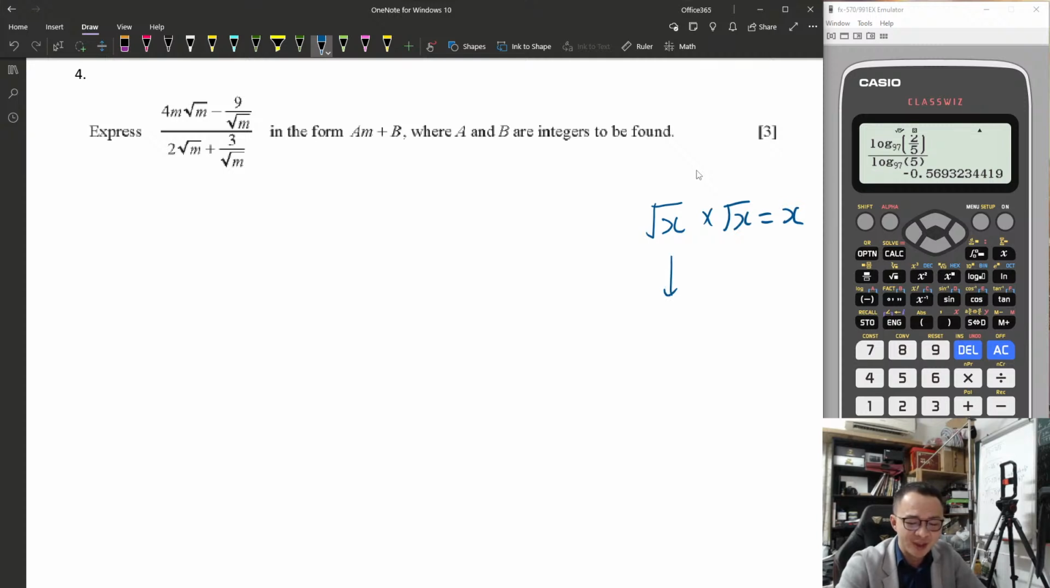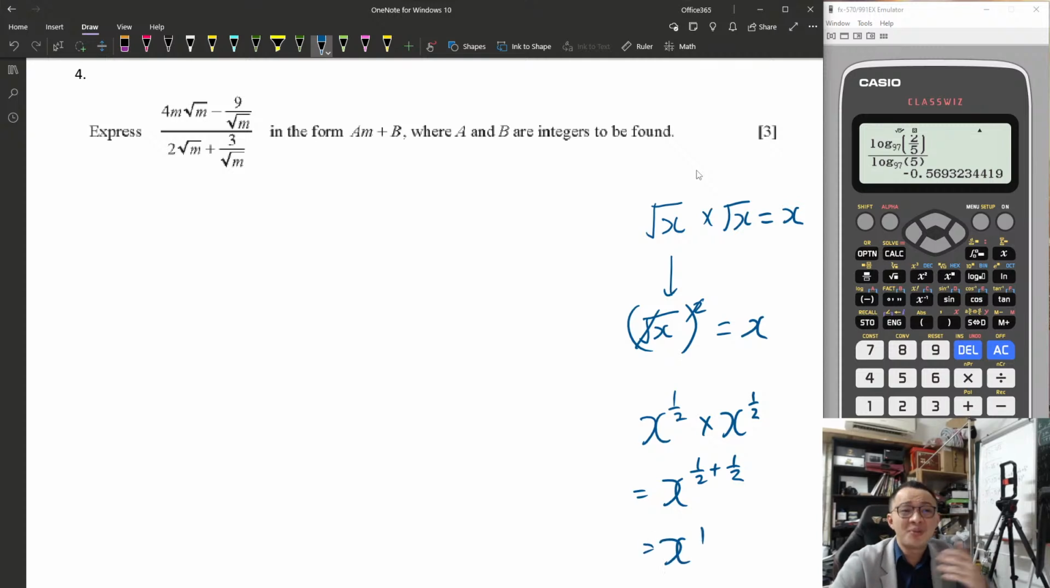First, I use the third method to show you: square root x times square root x, the square and the square root cancel, right? Then you get x. Or if you prefer indices, we know square root basically means power 1 over 2, isn't it? 1 over 2 multiplied by x power 1 over 2. Multiplying with the same base means adding the powers, isn't it? You're still getting x power 1. No matter which method, you get x power 1. If you understand this concept, then congrats, you might be able to solve this question.